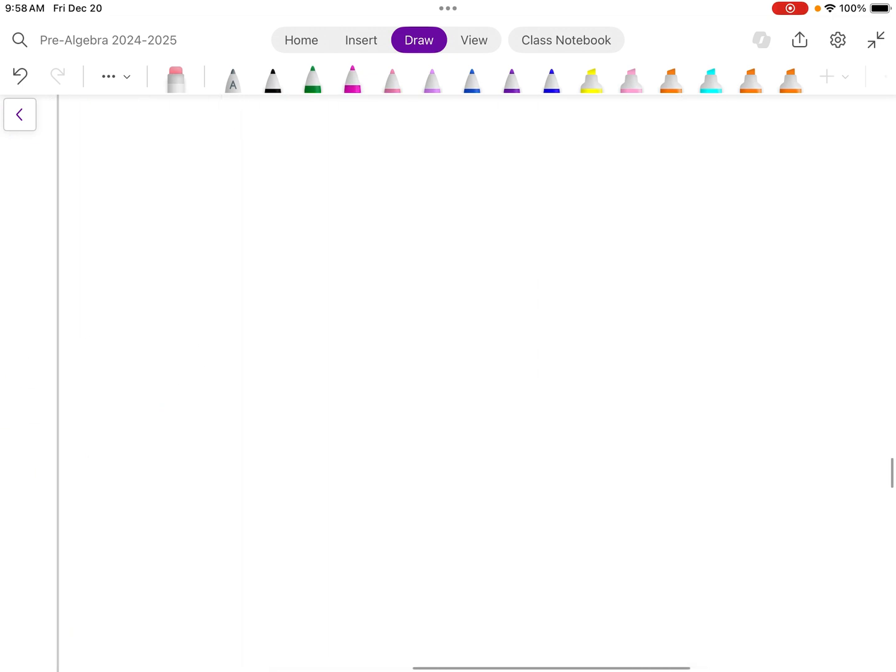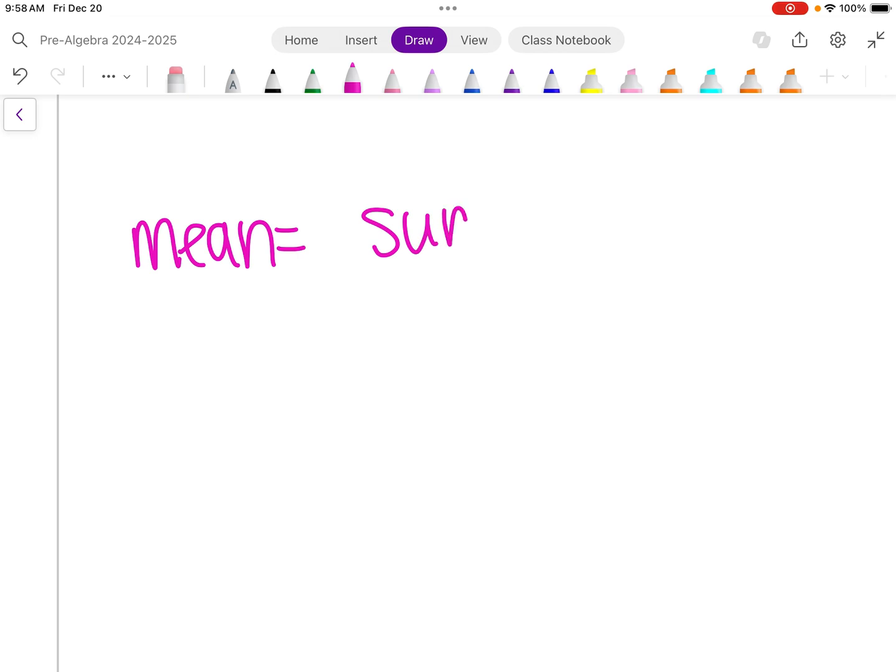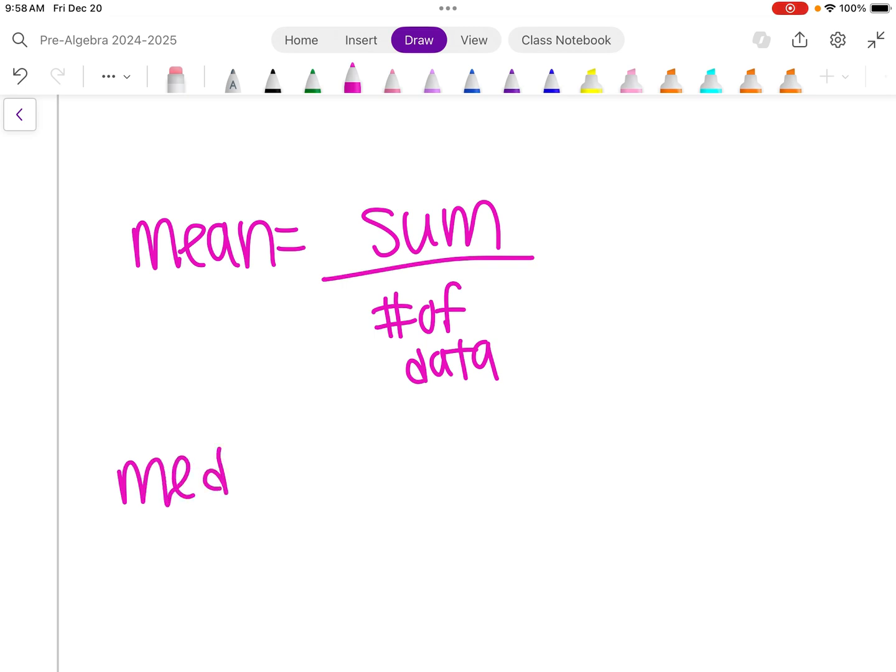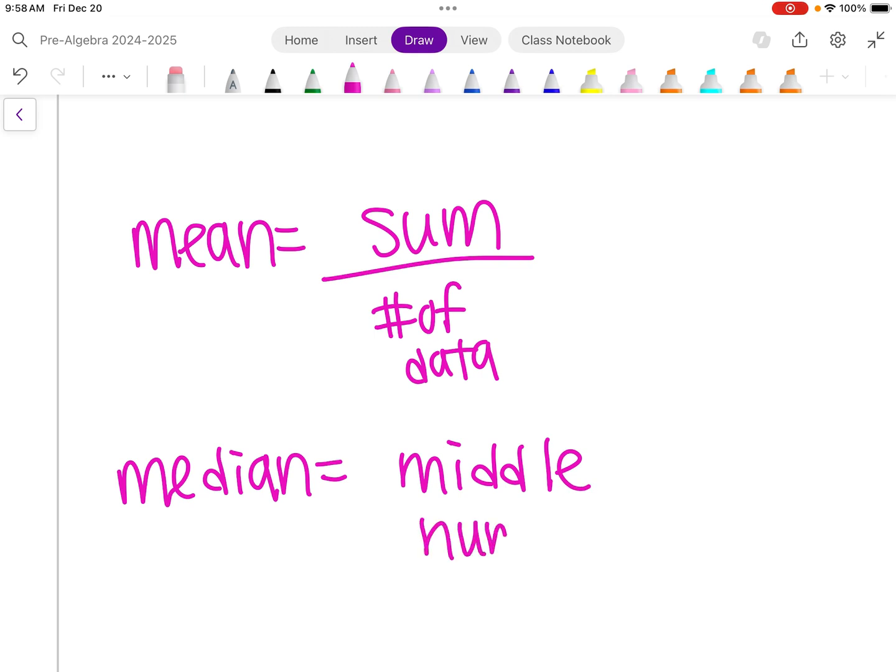Okay, so again, our mean is when we add our data together and divide by the number of data. Our median is our middle number when we line them up from least to greatest.